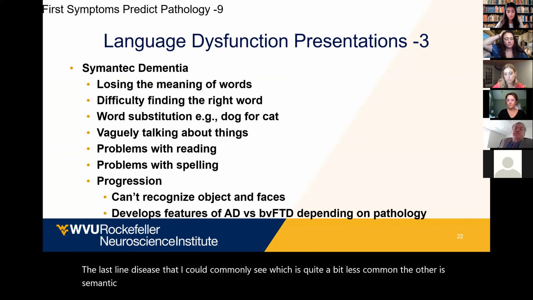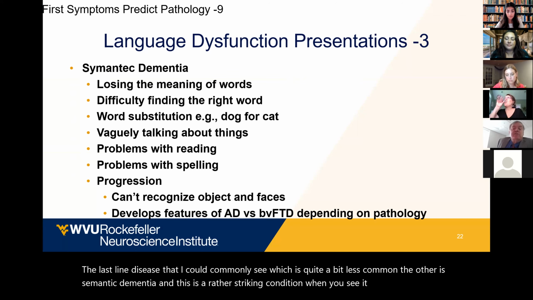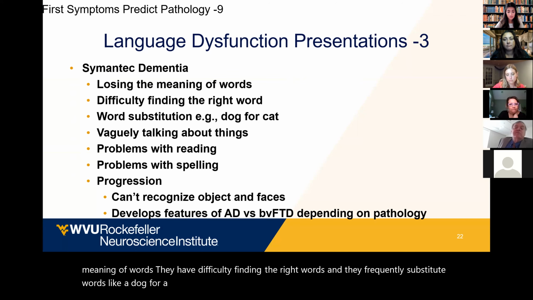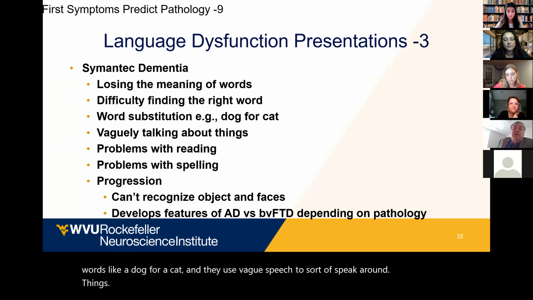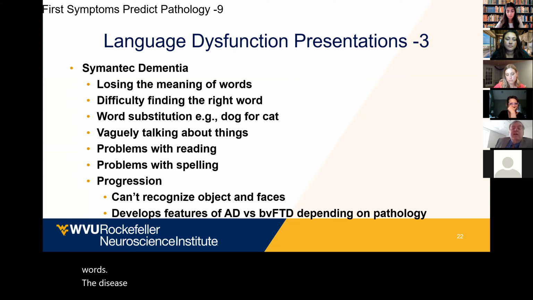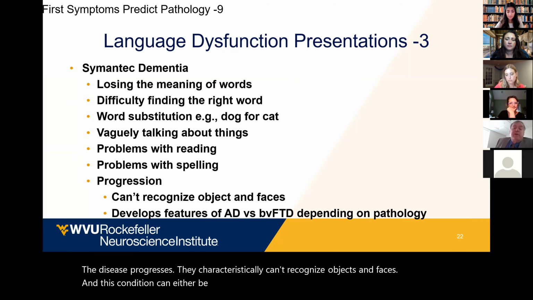And this is a rather striking condition when you see it. Patients lose the meaning of words. They have difficulty finding the right words, and they frequently substitute words like a dog for a cat, and they use vague speech to sort of speak around things. They also have problems reading and spelling, and part of this is they've lost the meaning of words. As the disease progresses, they characteristically can't recognize objects and faces. And this condition can either be due to Alzheimer's disease pathology or behavioral variant frontotemporal dementia type pathology.